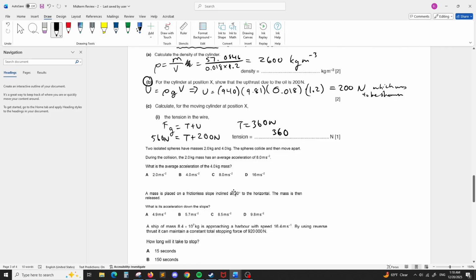Two isolated spheres have masses of 2.0 kg and 4.0 kg. The spheres collide and then move apart. During the collision, the 2.0 kilogram mass has an average acceleration of 8.0 meters per second squared. What is the average acceleration of the 4.0 kilogram mass?